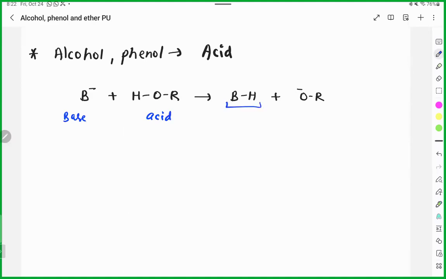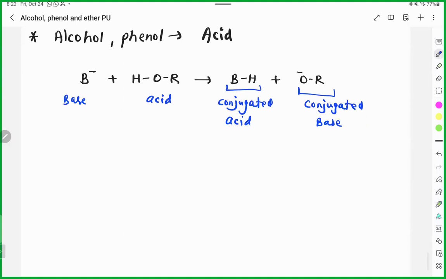What is this? So, salt. Conjugate acid. Yes, base will form conjugate acid. And what is the second part? Conjugate base. Acid forms conjugate base and base forms conjugate acid. Okay, this is the basic thing.